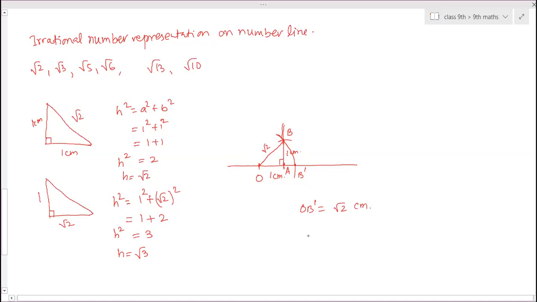Now root 3 we have to draw in the same part. We already got root 2 as a base here. So at this point we have to draw again 90 degrees. Here the 90 degree construction we have to do. Then from point B, 1 centimeter arc you have to cut, and then join this point C to O. So OC distance is root 3, because one base is root 2 and the height is 1 centimeter. OC is the hypotenuse, which is root 3.